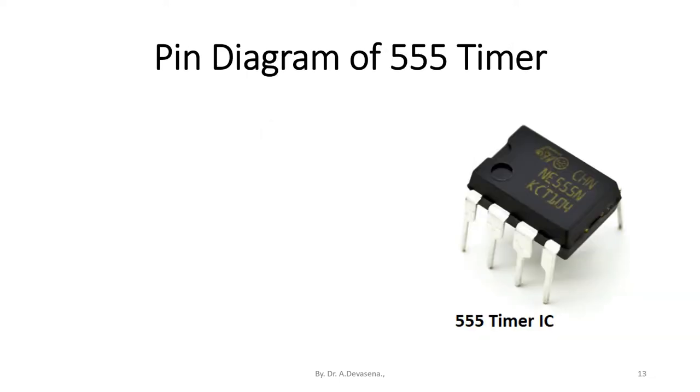Let us see the pin diagram of the 555 timer. In this 555 timer, we have a notch. To the left of the notch, we have a dot, and the pin numbering starts from the dot portion onwards. So, this 555 timer is an 8-pin IC.